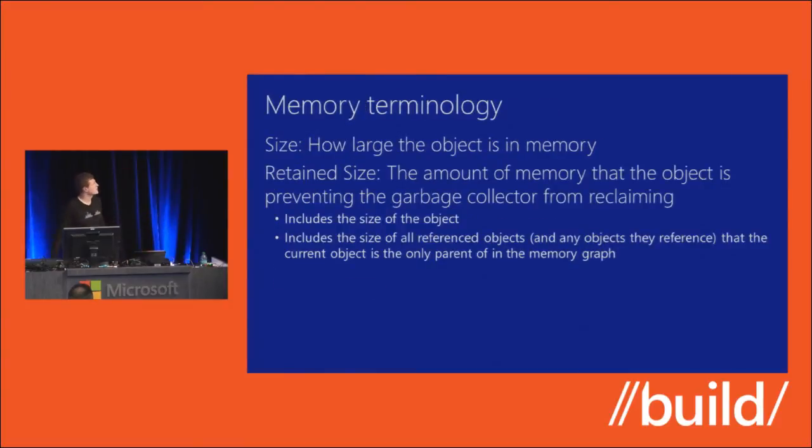So just like we talked about for the profiler, we've gotten a lot of questions so far about two pieces of terminology in the tool. Size is actually pretty intuitive. That's not the one we get questions about. It's simply how large the object is in memory. And then retained size. Retained size is the amount of memory that the object is preventing the garbage collector from reclaiming, which includes the size of the object. It includes the size of all referenced objects and any objects below them for which the current object is the only parent in the memory graph.